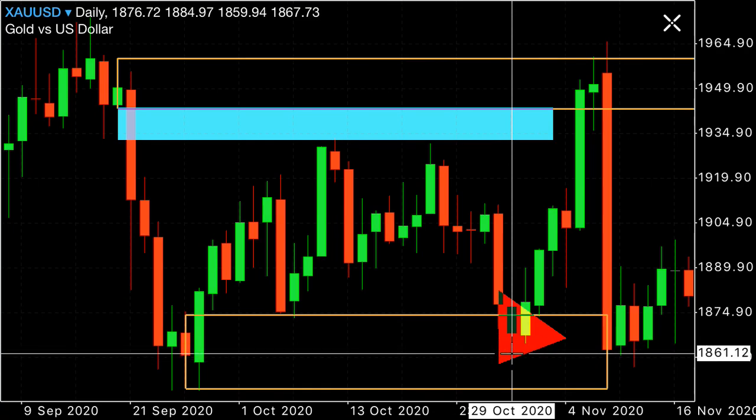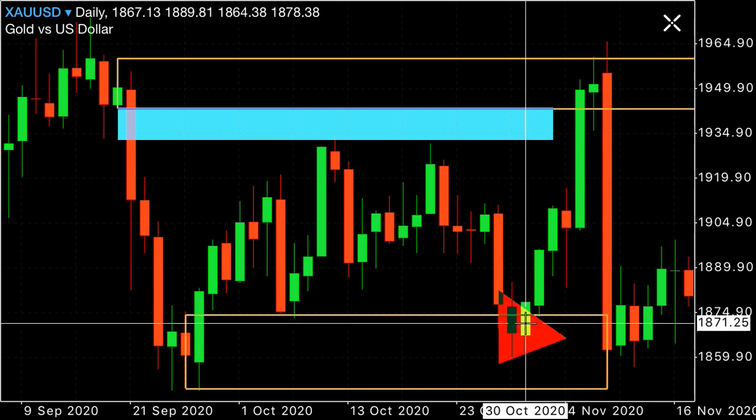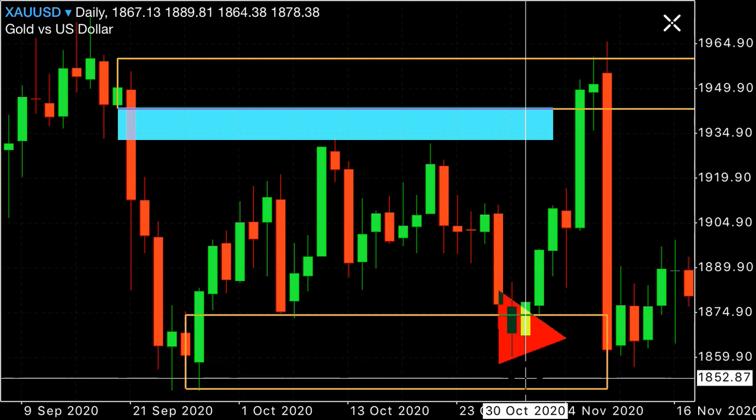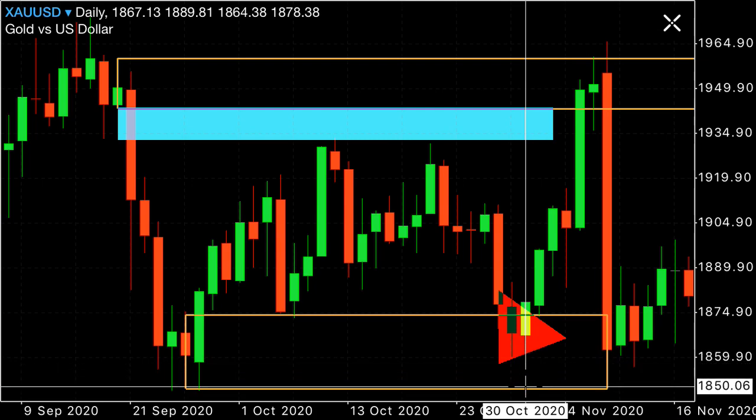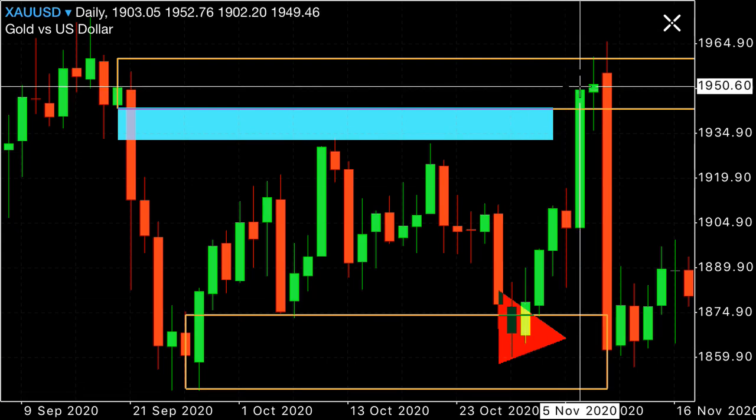Your stop loss will be roughly, say you got in here, so let's say you entered at 1870. Your stop loss would be around the lowest 1850. That's a $20 stop loss, which is very big, but we are on the bigger time frames. And you are aiming for 1950. So the risk to reward is 1 to 5. You've got a $20 risk, and your reward is $100. So that's a risk to reward of 1 to 5.